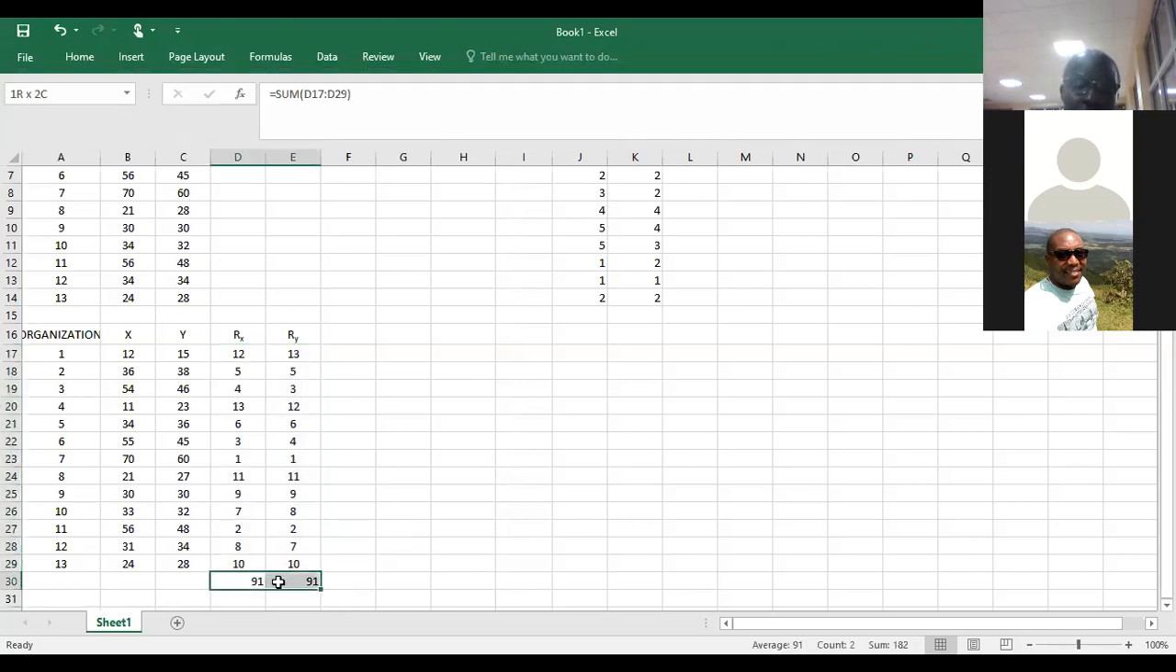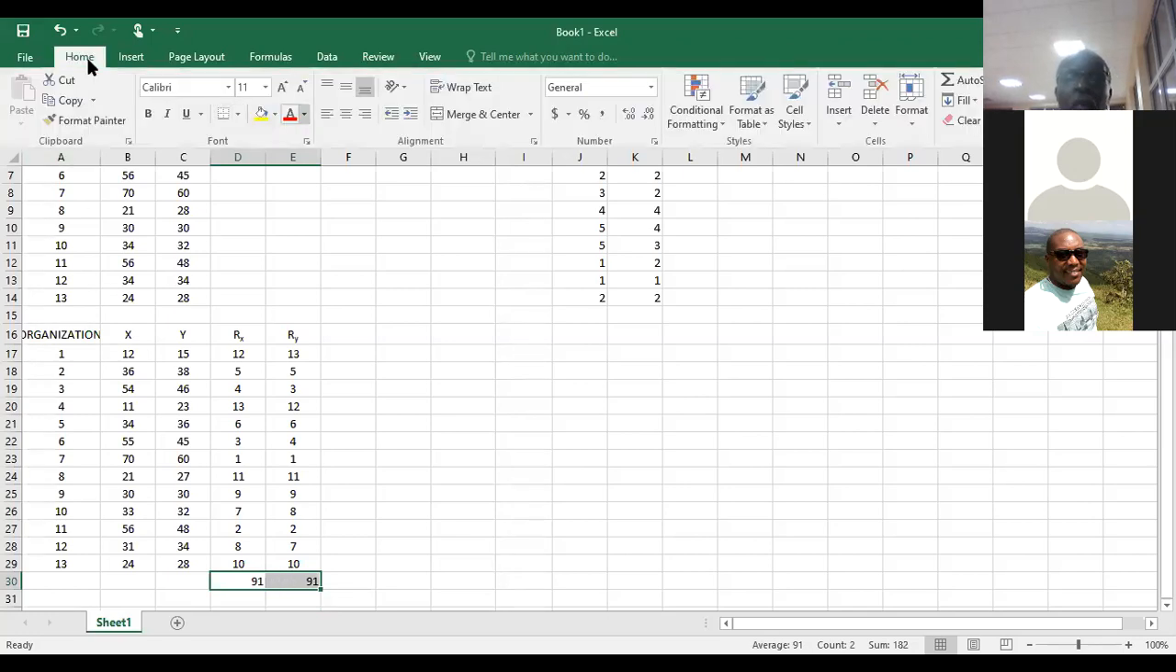Are you seeing this? Sigma r of x must be equal to sigma r of y. If there's a difference, you have got wrong ranks. You must always do that. There's a mathematical background to this, for proving that the two ranks are equal. So you always need to do that.